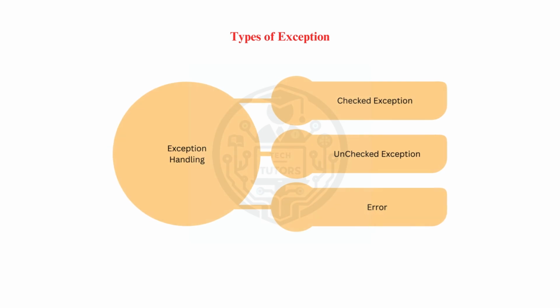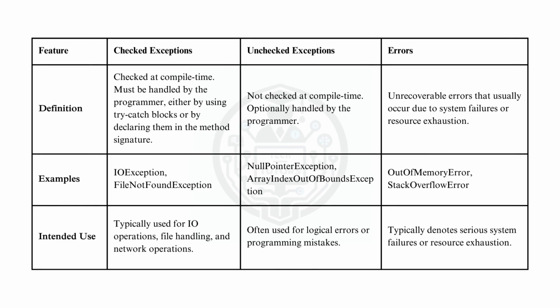When discussing exception handling in Java, it's essential to understand the types involved. Java categorizes exceptions into three primary types: checked exceptions, unchecked exceptions, and errors. Each of these plays a distinct role in how exceptions are managed within your programs. Let's examine the differences between checked exceptions, unchecked exceptions, and errors in Java.